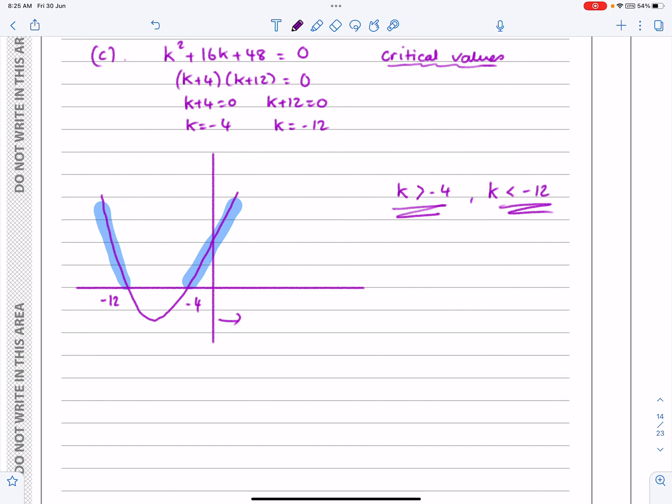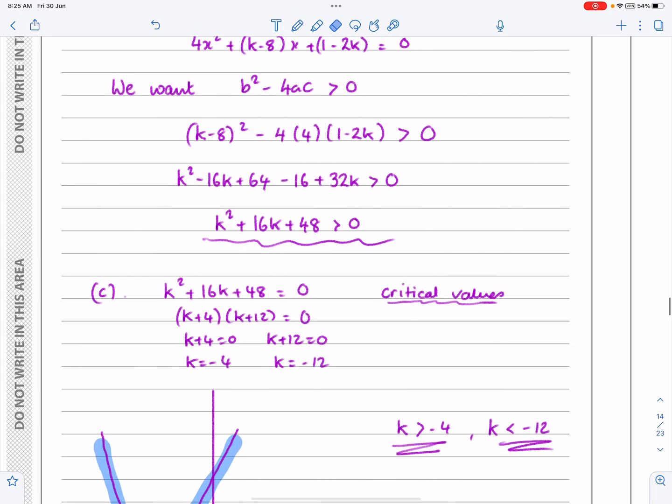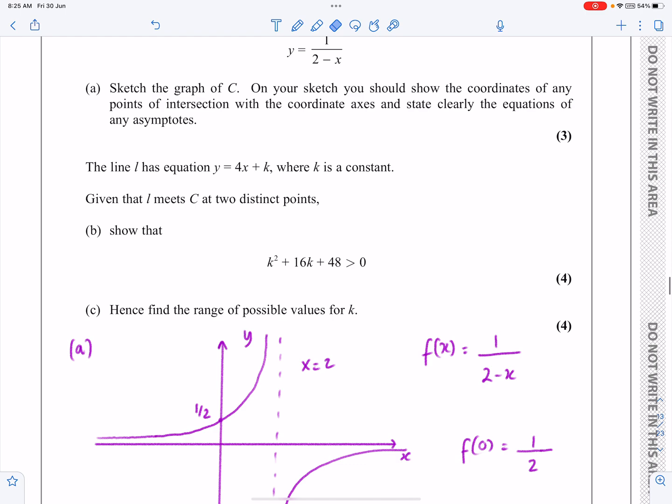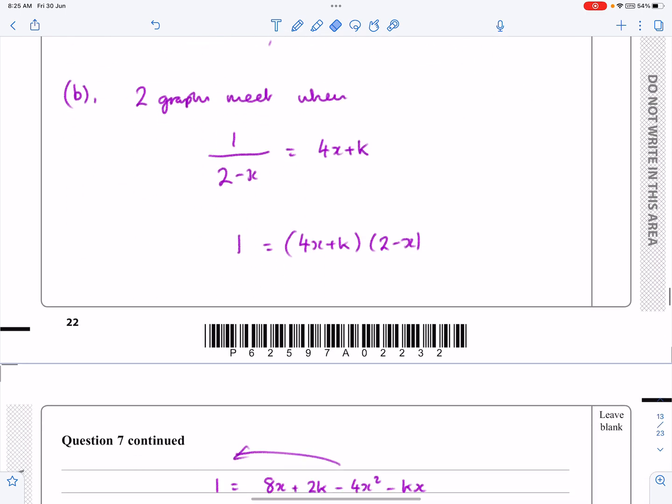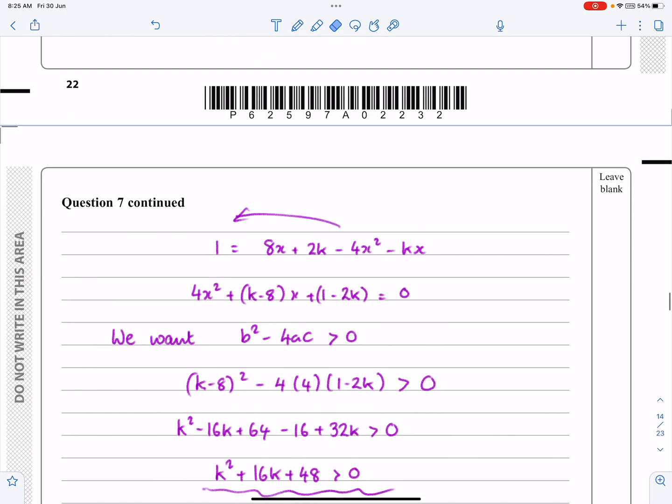Okay, so that gives us our final full answer to the whole of that question, which is quite a long question, lots of different bits to it, but hopefully that all makes sense.